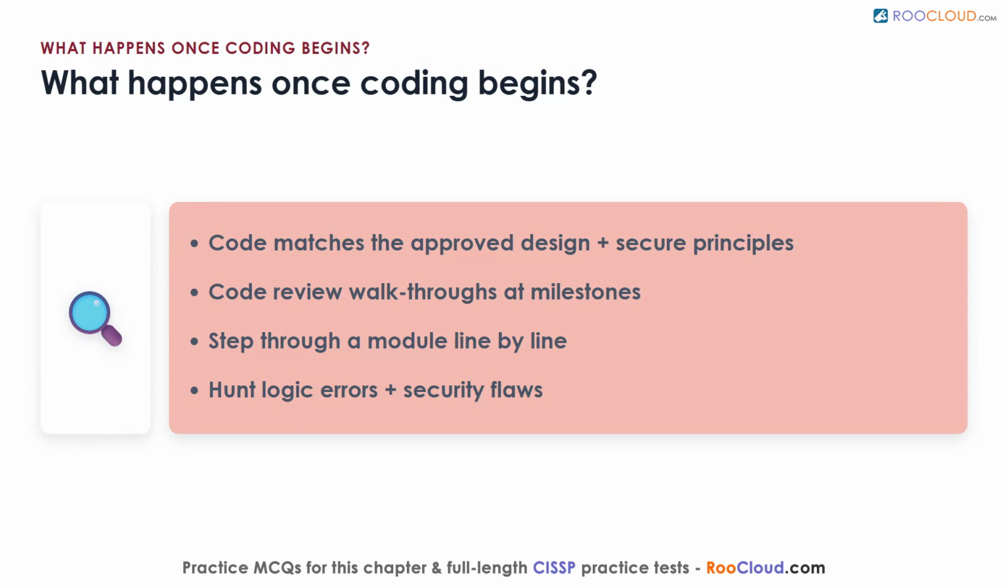Once stakeholders bless the design, developers start writing code that matches the agreed plan and applies secure coding principles. Because fresh code always hides mistakes, project managers schedule code review walkthroughs at coding milestones. In these technical sessions, developers sit down with a specific module and step through it line by line, hunting for logic errors and security flaws. Only development staff usually attend, and the goal is to confirm each team's code behaves as specified. Think of it as proofreading a manuscript chapter by chapter before it ever reaches the printer.